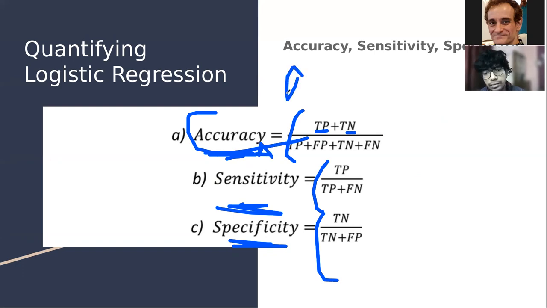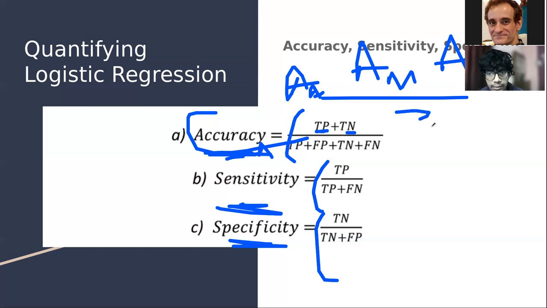Let's say you have to calculate overall accuracy. How do you calculate overall accuracy? You calculate accuracy for apple, accuracy for mango, accuracy for orange. Then you average it out. But accuracy of apple would be true positives of apple plus true negatives of apple, divided by true positives of apple plus false positives of apple plus true negatives of apple plus false negatives of apple. This is what accuracy is mathematically.